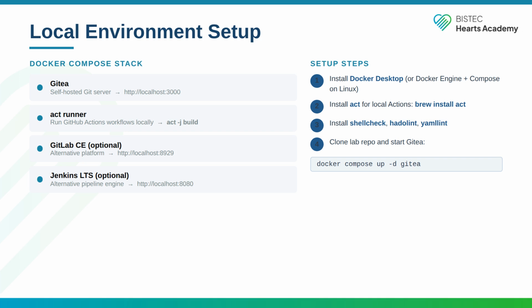Setup is 4 steps. Install Docker Desktop, install ACT, install shellcheck, hadolint and yamllint, then run Docker Compose up with the Gitea service. Gitea's first run wizard creates your admin account. Verify that ACT and shellcheck both respond with their version numbers in your terminal before moving on.